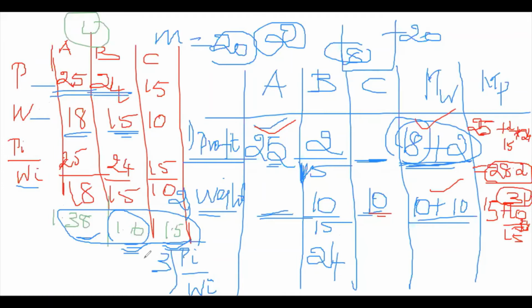What about the next thing? In 24, the object weight of 24 is 15. So here I'm writing for 15. So what about the balance? The balance is 5 only. So what about the next maximum profit? It is 1.5. 1.5 is the object C.